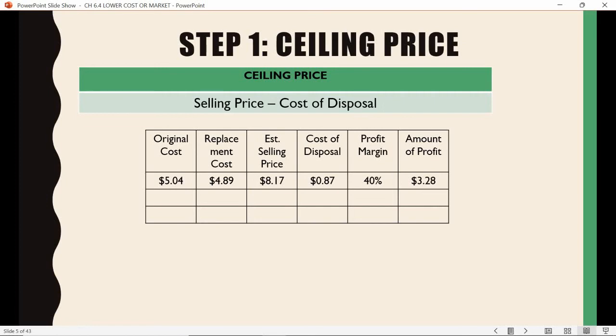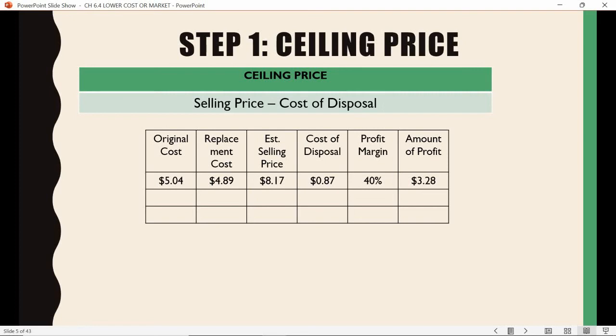You're going to be given the original price that you purchased the items at. Usually it's by cost per item, not by total cost. Then the next column is your replacement cost, which is what the market tells you it's currently at right now, and it's asking you to replace the cost by this much. This is what you normally sell it in the store for. So at $8.17 is what you are establishing as your estimated selling price.